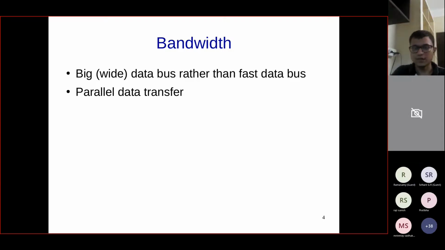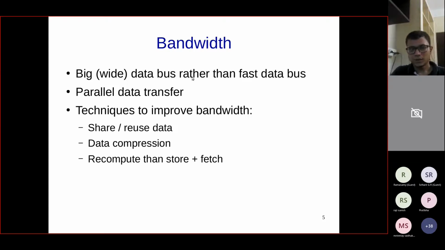That is what parallel data transfer is, and that's why the bandwidth of a GPU is typically larger compared to the CPU's bandwidth, because here the fatness is larger. There is a wide data bus rather than a fast data bus. But typically for a CPU, it's the opposite. We have a fast data bus, but the bus is not that wide.